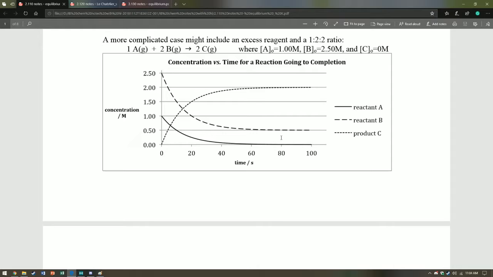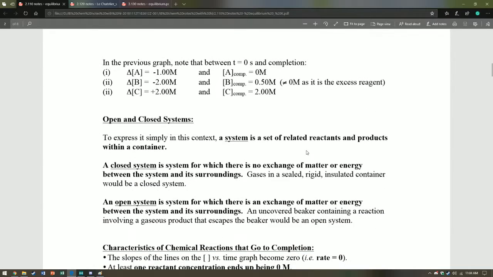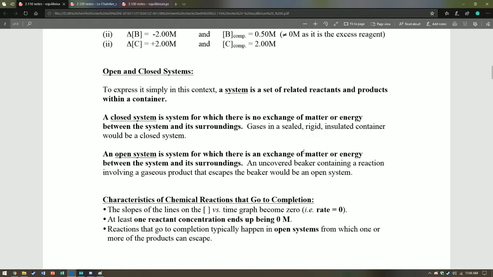Now, when we talk about equilibrium, we should first quickly define what is an open and closed system. To express it within the context, the system is the set of related reactants and products within a container, and if it's closed, there is no exchange of matter or energy between the system and the surroundings. So, gases in a rigid sealed container would be a closed system, whereas an open system is where matter and energy can exchange between the system and the surroundings. So, an uncovered beaker involving a gaseous product that escapes would be an open system.